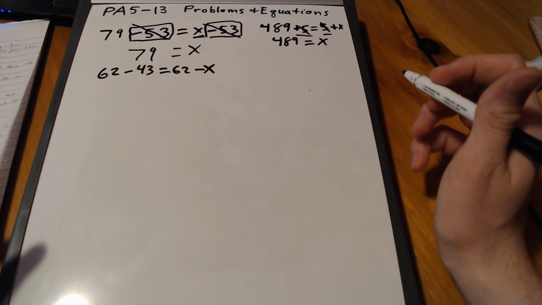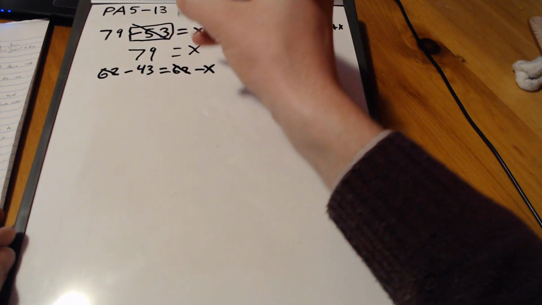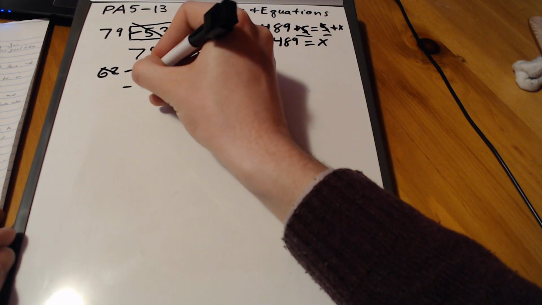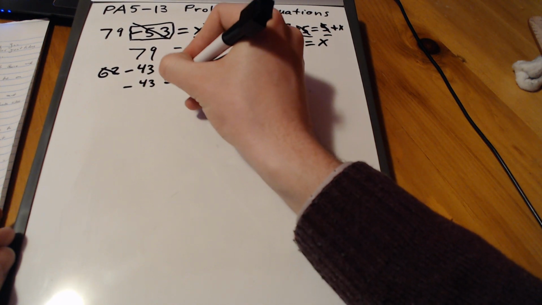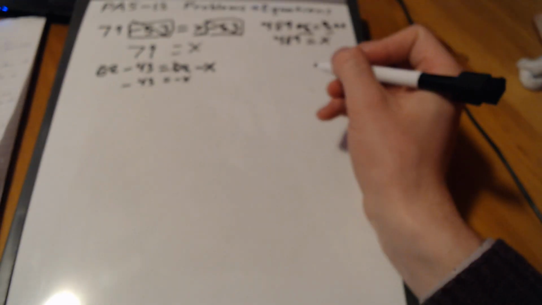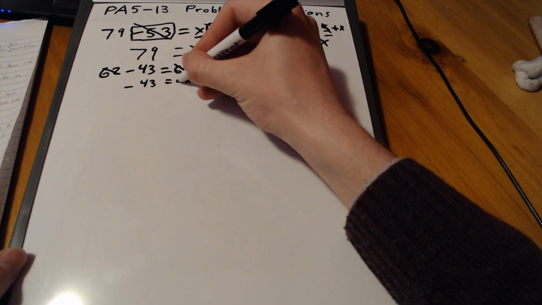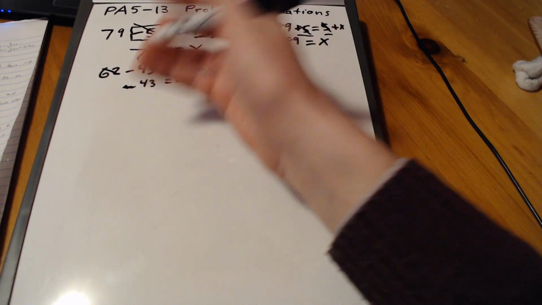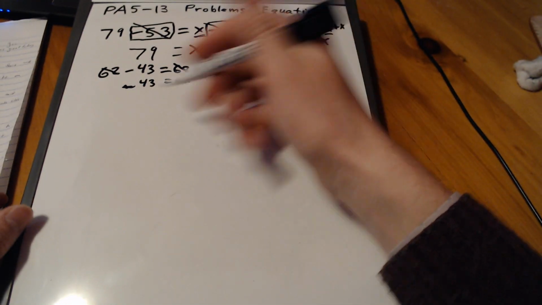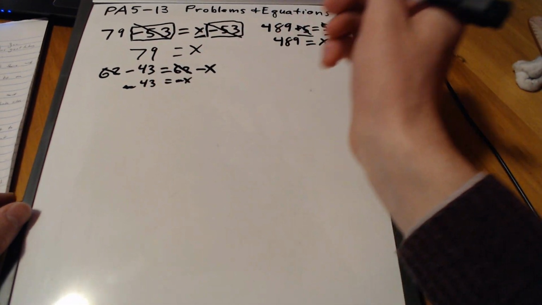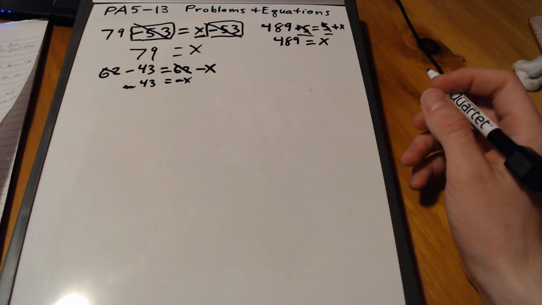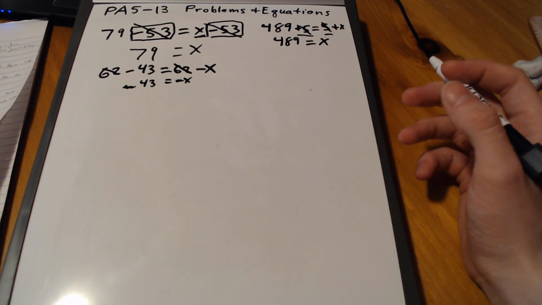Okay, there you go. So we got these 62s, cross them out, and then we're left with minus 43 equals minus x. But really what this means is we can just cross out the minus signs, because x really equals 43. We're just subtracting that 43 from the general equation. So perfect. That is just a little warm-up to get us all ready for today's math.